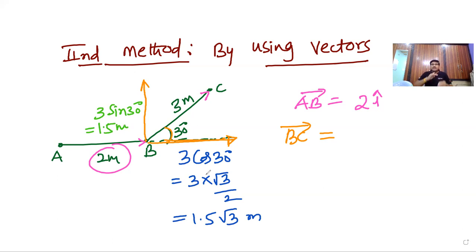So this is a vector BC bar. That BC bar is having a magnitude of 3 meters. It is inclined with horizontal 30 degrees. Here I quote, observe: this is a BC bar vector having a magnitude of 3 meters, inclined with horizontal 30 degrees. Now I want to split this BC bar.